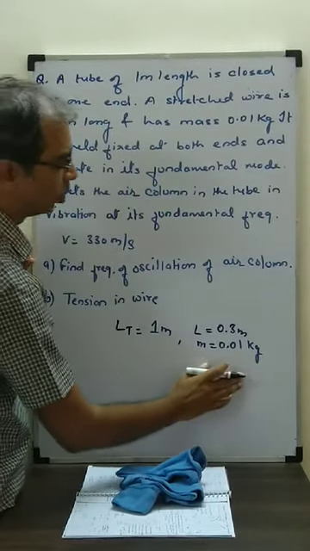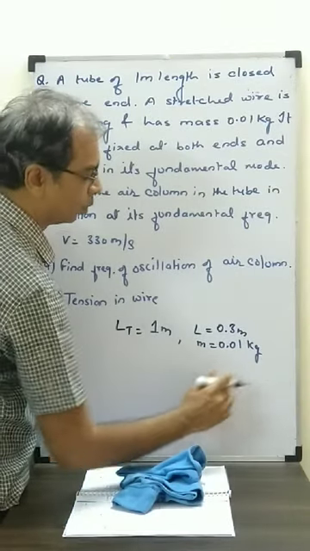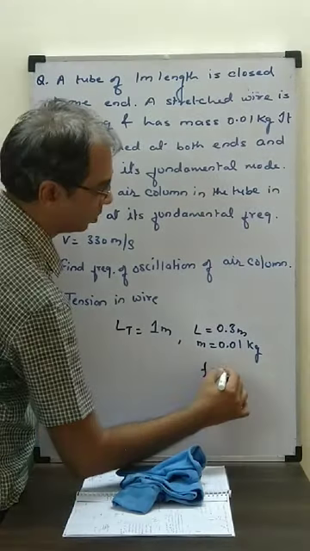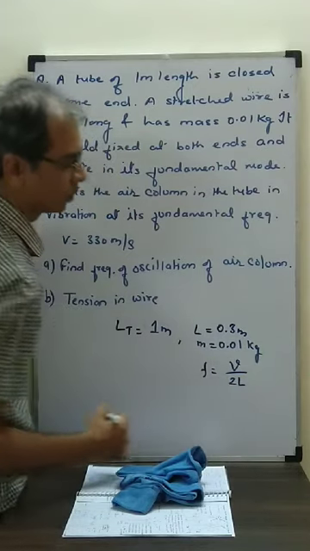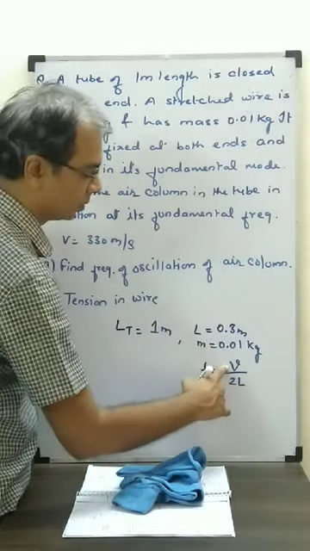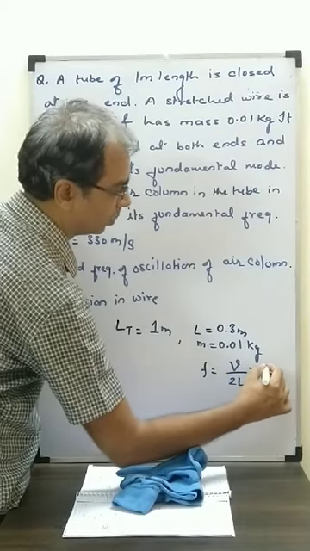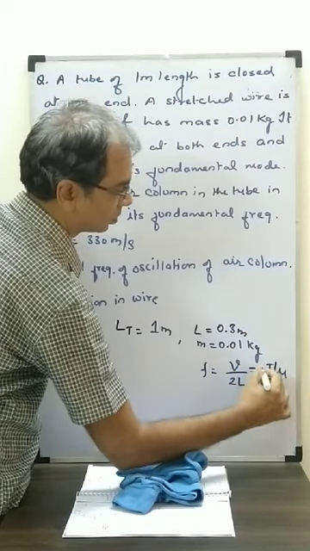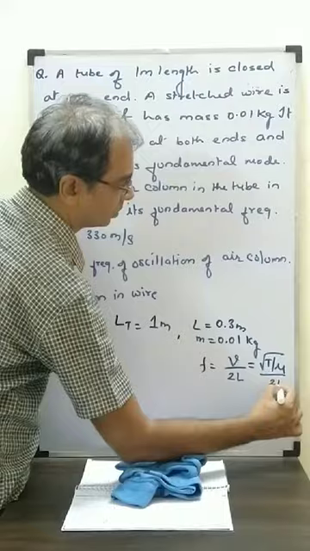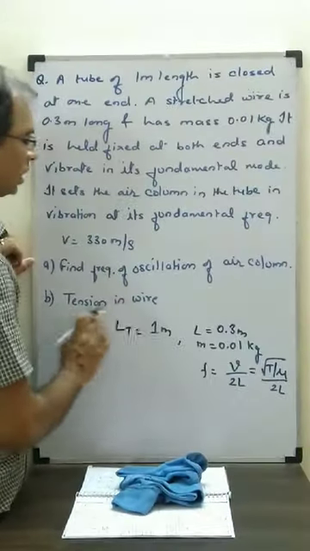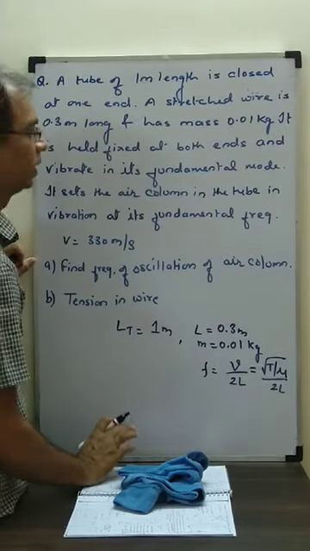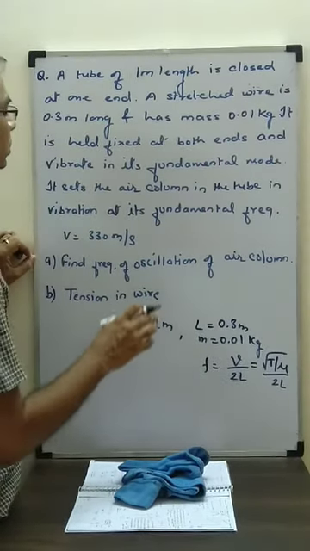Now for the fundamental mode of the wire, it's fixed at both ends, so we know its frequency has to be V by 2L. And what is V? V is root over T by mu, by 2L. Mu we know, L we know. T actually is the second question over here, so T also we have to find. Let's go on to the organ pipe.